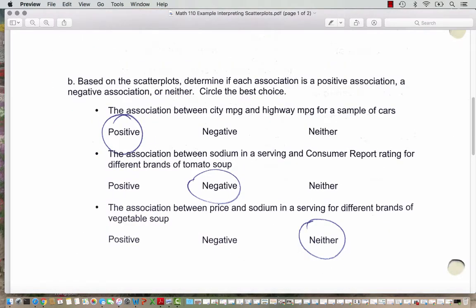And then we're just noting the association between city miles per gallon and highway miles per gallon for the sample of cars is positive. That was our third graph. The association between sodium in a serving and Consumer Reports rating for the different brands of tomato soup is negative. That was our first graph. And the association between price and sodium in a serving for different brands of vegetable soups is neither positive nor negative association. That was our middle graph.